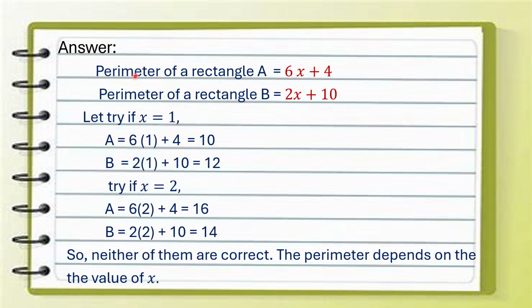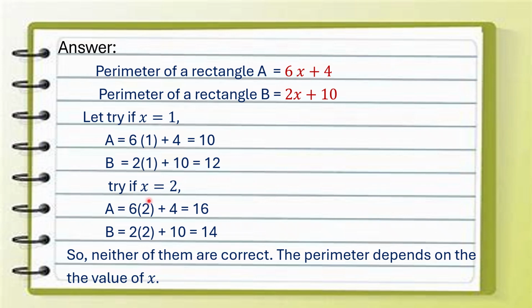Let's see the answer. What is the perimeter of a rectangle A in the question? That is 6x plus 4. Perimeter of a rectangle B is 2x plus 10. Let's try. If I substitute the value of x as 1, what will be the perimeter of rectangle A? So 6 of 1 plus 4, which is 6 plus 4 is 10. Now for rectangle B, 2 of 1 plus 10. So 2 into 1 is 2, 2 plus 10 is 12.